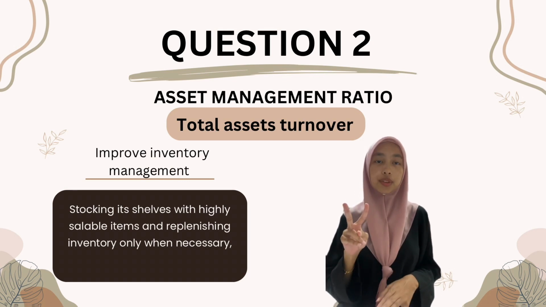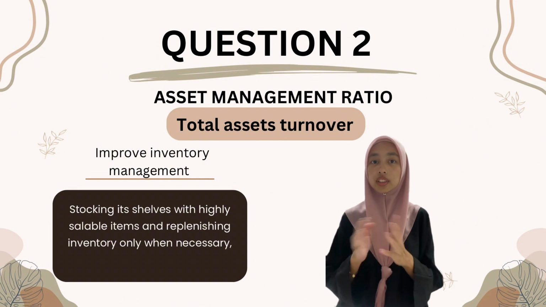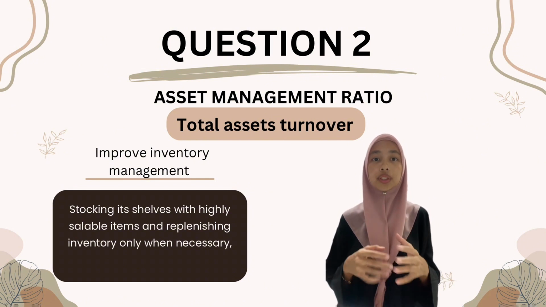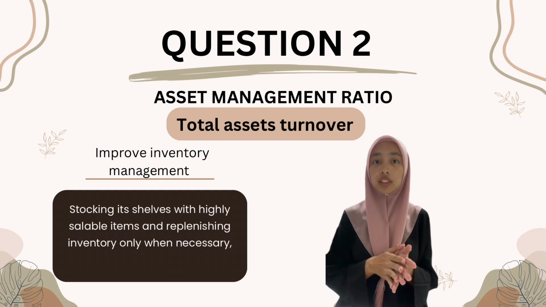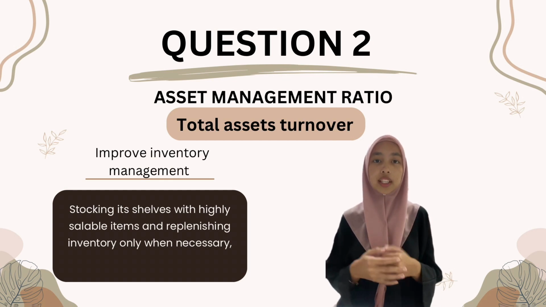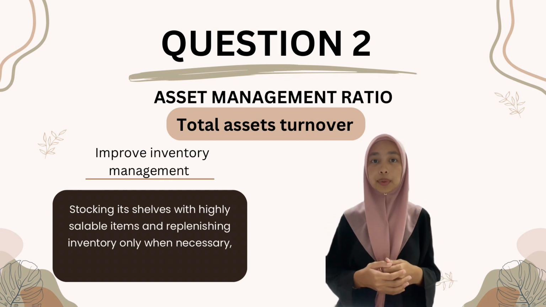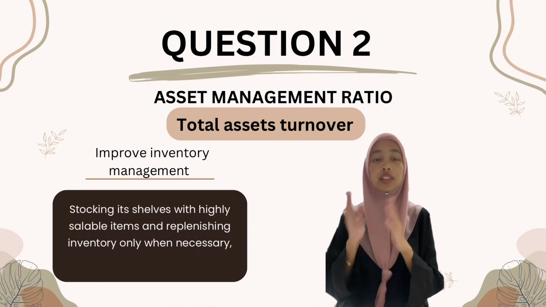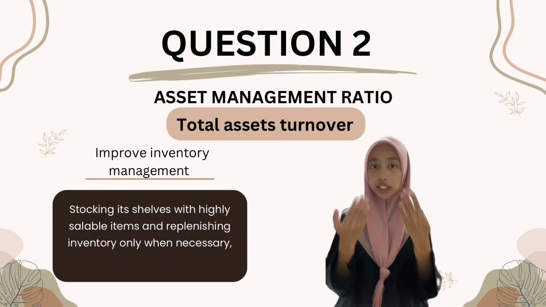So, two ways to improve the performance of the company based on the ratio. One is to improve the inventory management. The company should replace the inventory often. This is so that the company can increase their sales. For example, using the just-in-time inventory system, which increases the efficiency of the business and also increases the total asset turnover of the company.